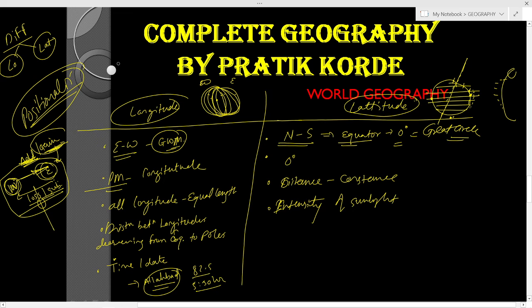Now, longitude: the way we have discussed, the distance between them is larger at the equator and it decreases towards the poles. All right, so this was the basic discussion about latitude as well as longitude.